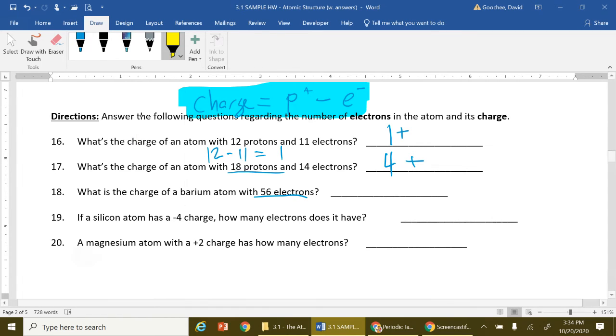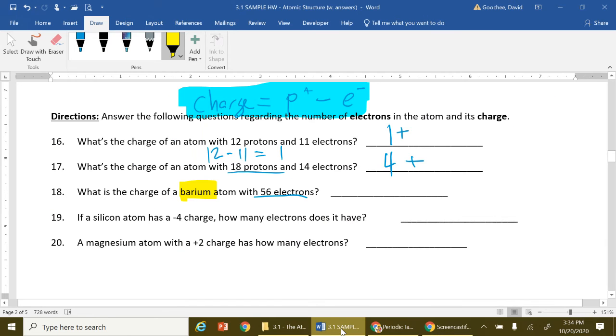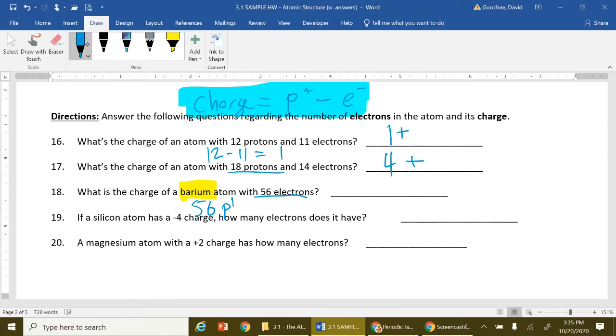What is the charge of a barium atom with 56 electrons? Well, talking about barium, I'm going to go look up barium on the periodic table. Barium, Ba, is element 56. So this atom has 56 protons and 56 electrons. What does it have more of? Neither. They're equal, which means that the charges cancel. If protons equal electrons, there's no charge. If these were the same, then taking the same number and subtracting itself, you get 0.